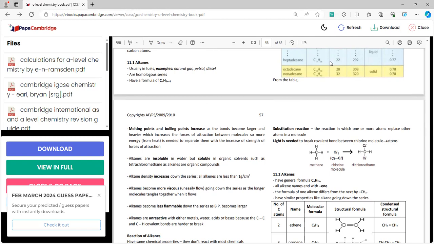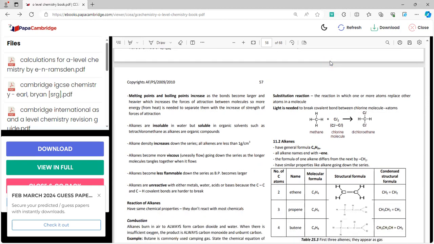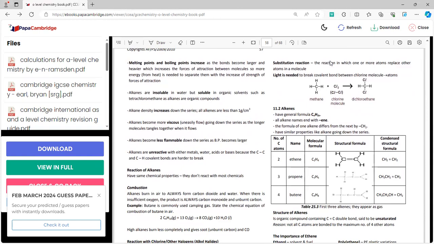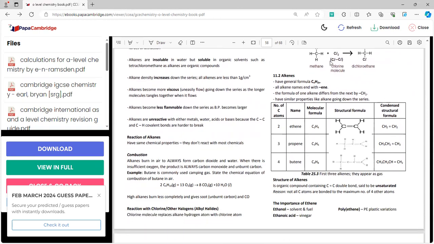Obviously, because their size increases, and as their size increases, they become more viscous in nature, so viscosity as well as density increases. Now, if a substance has a greater boiling point, it becomes less and less flammable because it becomes less volatile in nature. If we talk about the chemical reactivity of alkanes, they are mainly chemically inert.